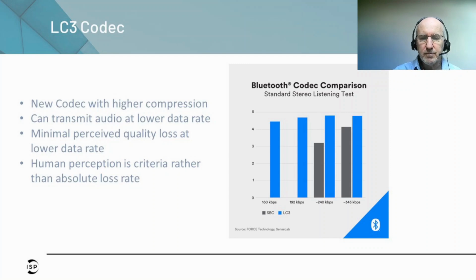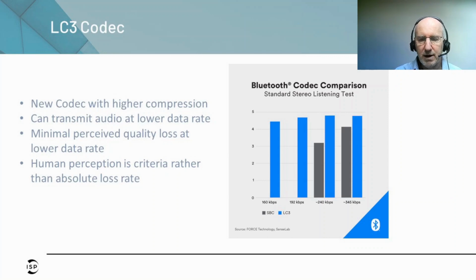Now, this has a higher compression rate, so the same starting audio file will end up with a lower overall data volume to be transmitted. But the clever thing about the LC3 is that it does this without reducing the perceived audio quality. Because of course, if you're listening to music, what counts for you as a listener is not what percentage of the original data is lost theoretically, but how it sounds. And this is something the LC3 codec tackles.